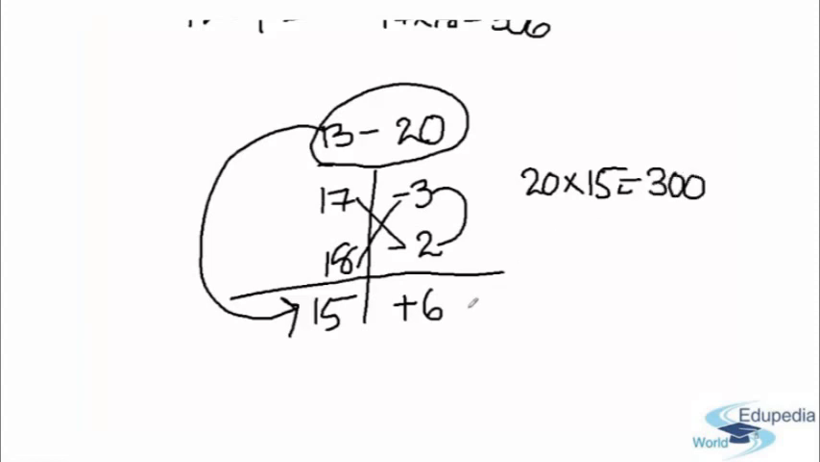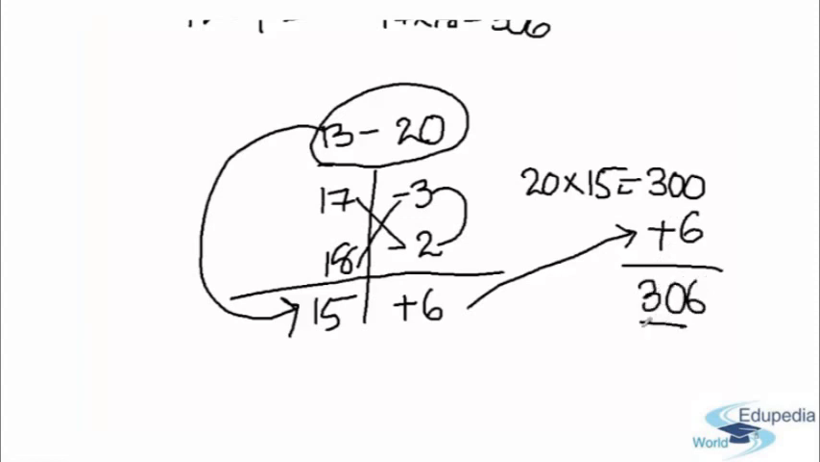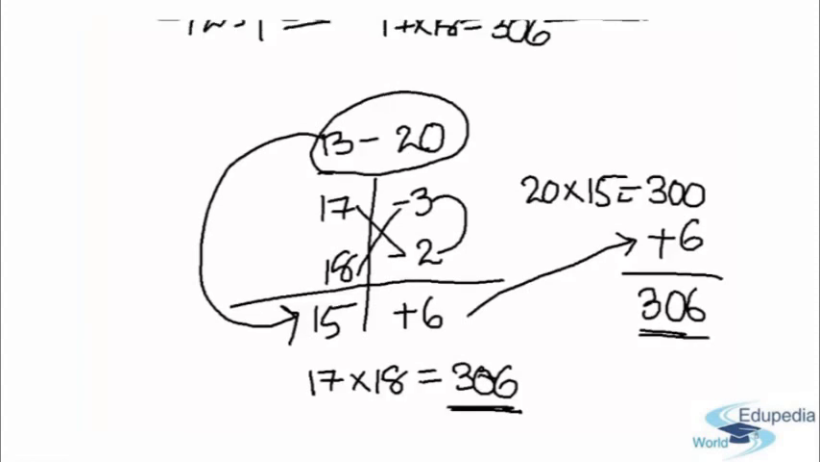Now you just add this number, the number that you got on the bottom of the right column side, to this 300. You will get 306 as the answer. So if you multiply 17 and 18 by applying case number 2 of Nikhilam Sutra, the answer that you are going to get here is 306. Therefore, you can apply either of the cases for getting the answer for these two numbers.